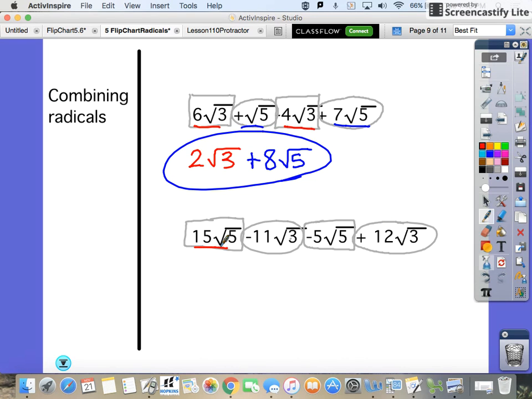So we'll do the reds first, or the boxes. I have 15 root 5's minus 5 root 5's. 15 minus 5 is 10 square root 5's. And then I have negative 11 root 3's, and then I have 12 root 3's here. Negative 11 plus 12 is a positive 1 root 3. You can put a 1 here, but I never will. What I'll actually do is just 10 root 5 plus root 3.